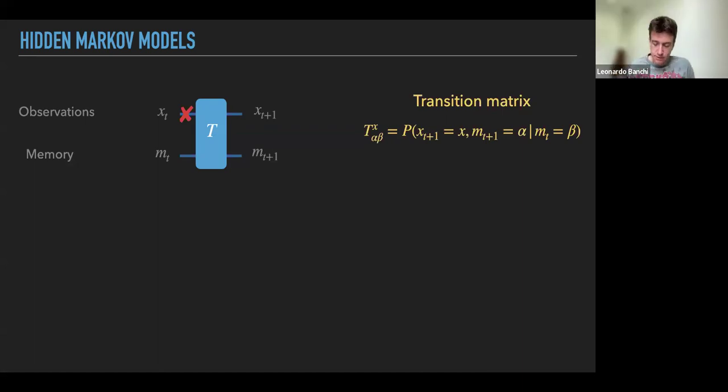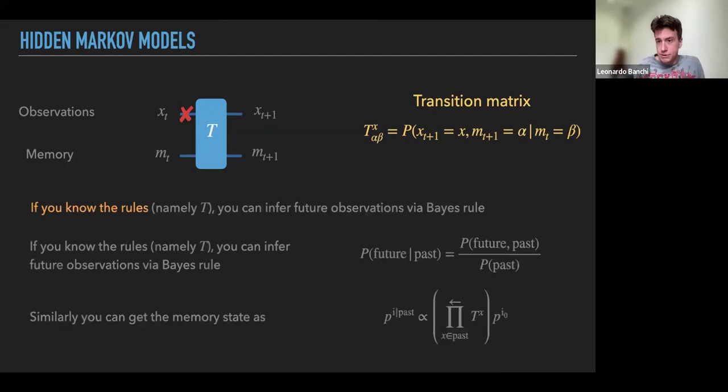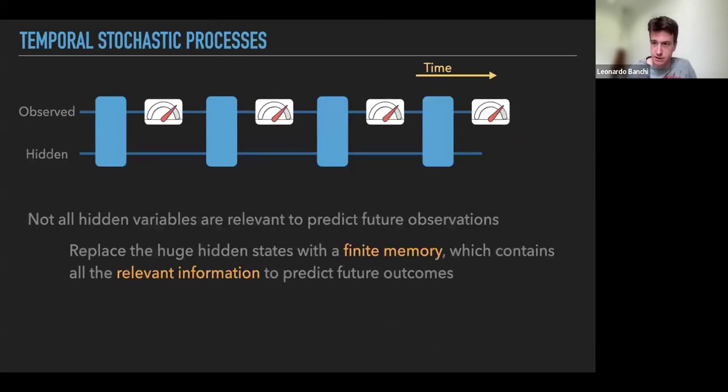So if you know the rules, and that's already a big assumption, that we might not know what this T is, but suppose you know T. Suppose that you know this transition matrix because of some models that you already have. Then you can infer future observations via the Bayes rule. The probability of getting some future given the past can be written in terms of the probability of the future and the past together divided by the probability of the past. And all these probabilities can be expressed using this structure here.